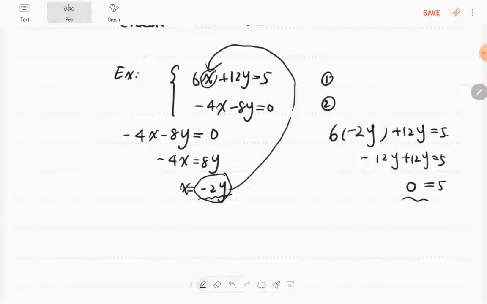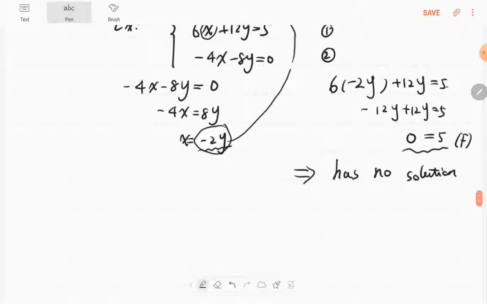Why do we have this kind of situation? That means we do not have a solution, because we cannot get this false statement to be true. If we get a false statement, then we can directly conclude this system has no solution. No solution. Remember, in a previous section, we talked about how sometimes a system has no solution.